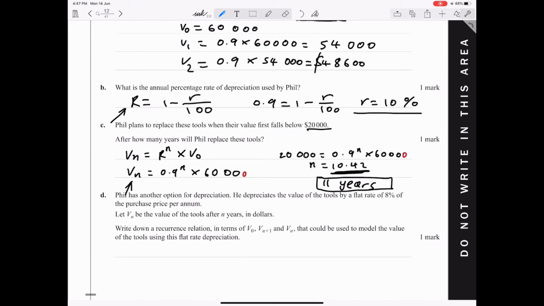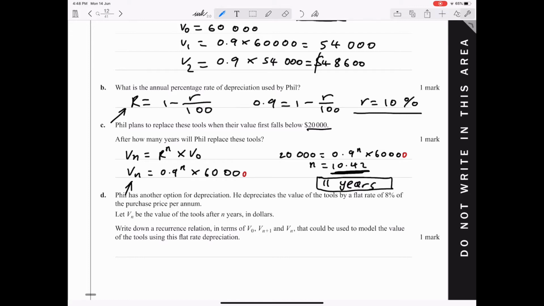7d. Phil has another option for depreciation. He depreciates the value of the tools by a flat rate of 8% of the purchase price per annum. Let Vn be the value of the tools after n years in dollars. Write down a recurrence relation in terms of V0, Vn plus 1, and Vn that could be used to model the value of the tools using this flat rate depreciation.